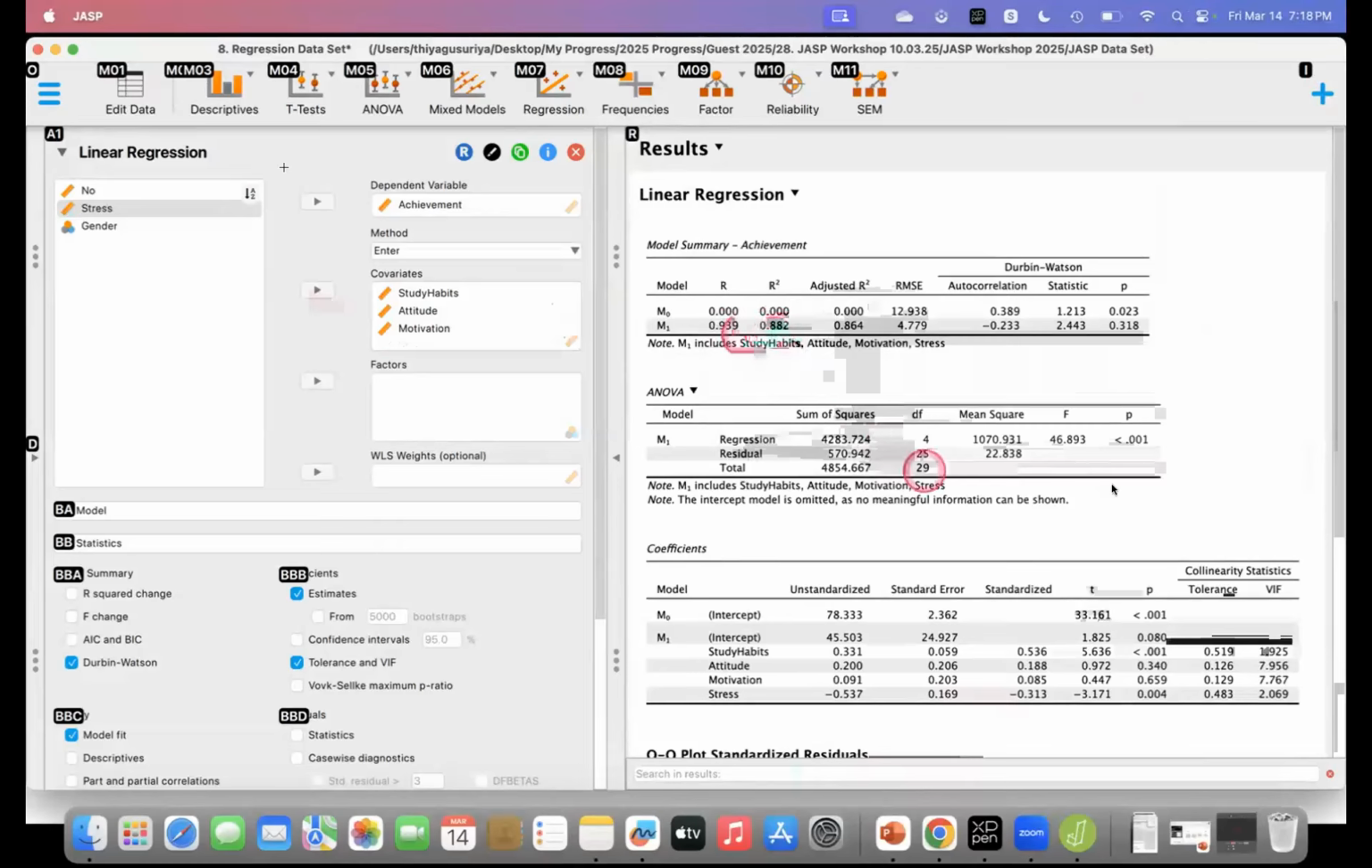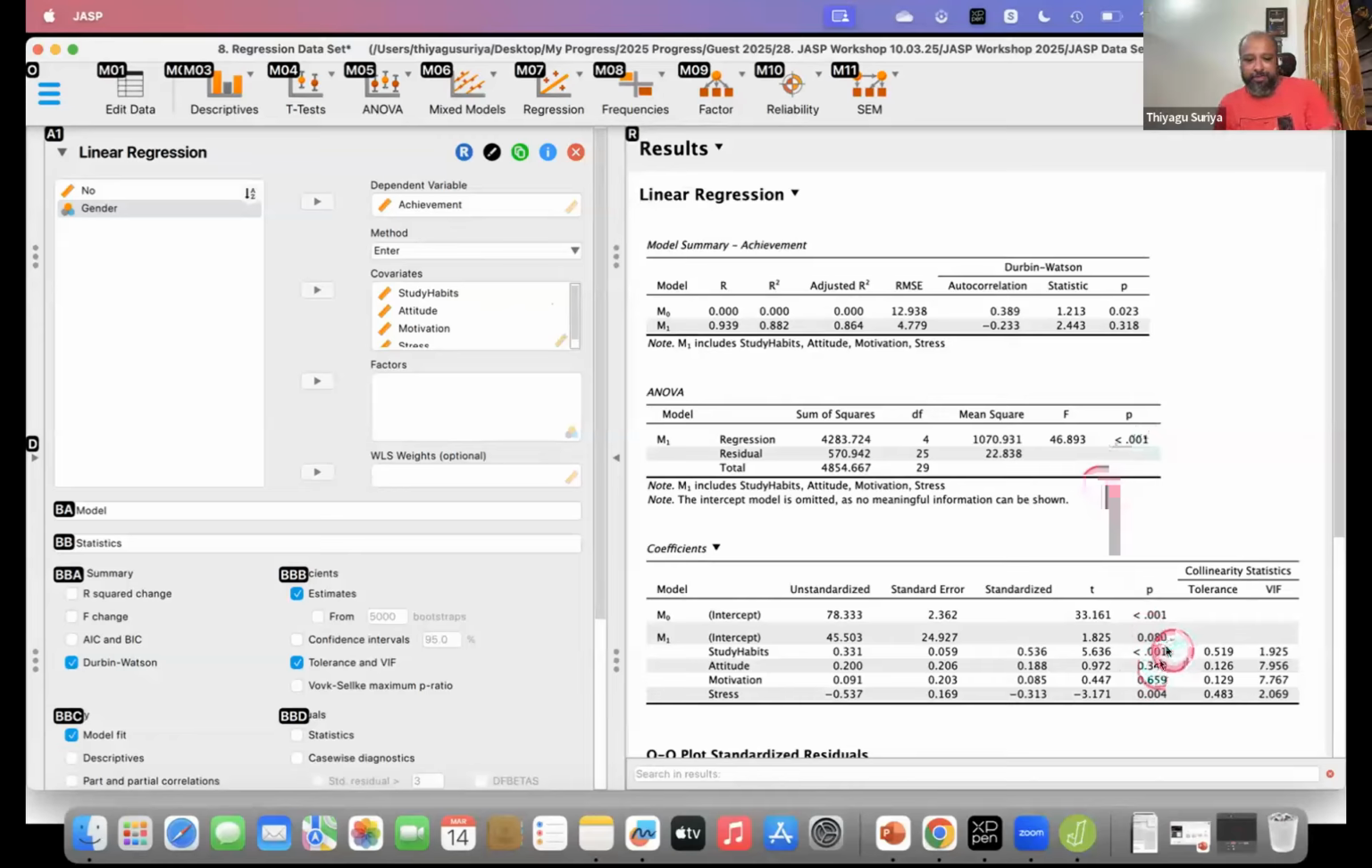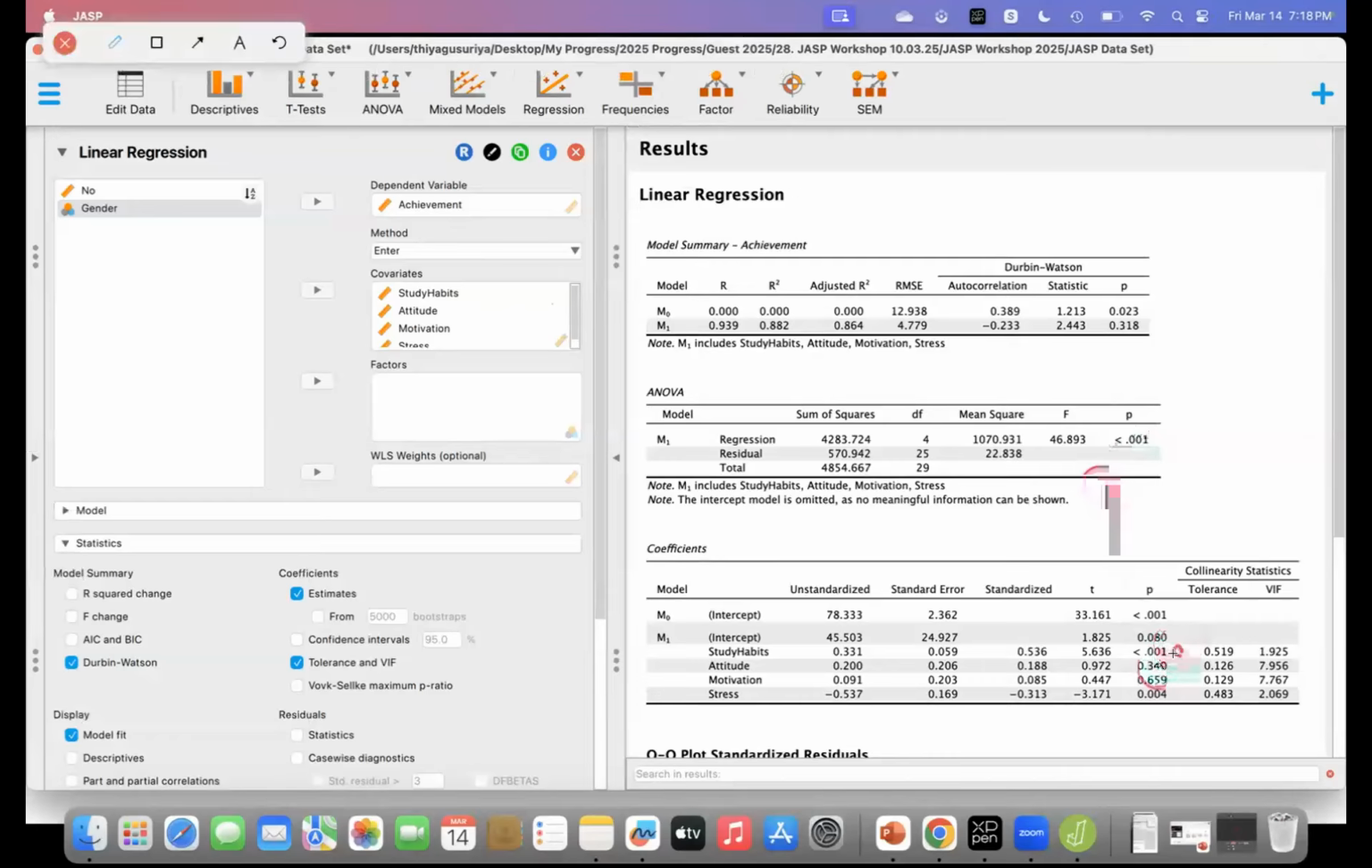So you can see the contribution, how many percent? 88%. Increased. Model fit, significant. But you can see study habits is significant, right? Stress is also significant. Only stress, but the other two are not significant. Therefore, what is the meaning? Out of four variables, even though the model is fit, only two variables contributed well.